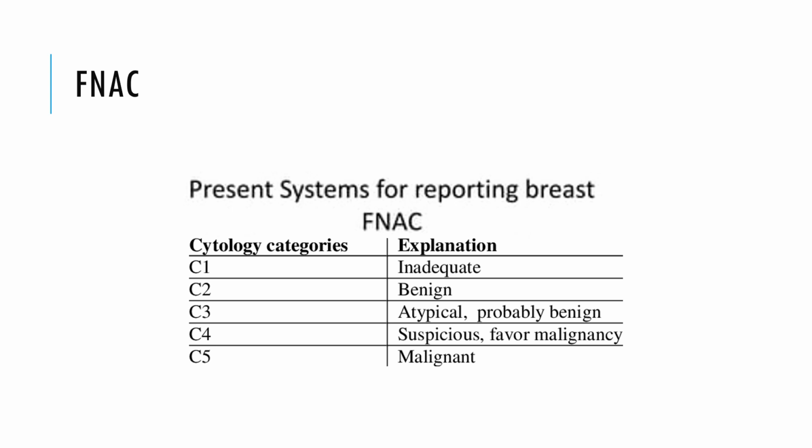So FNAC, how do you report a breast mass? It is C1 to C5. C1 means inadequate. Okay, there is no adequate specimen, you can't comment on it. C2 is clearly benign. C3 means probably benign, which means there is still a chance that it could be malignant. You can follow up in a short interval like 3 to 6 months, or you can directly go for another modality like repeat FNAC or a biopsy.